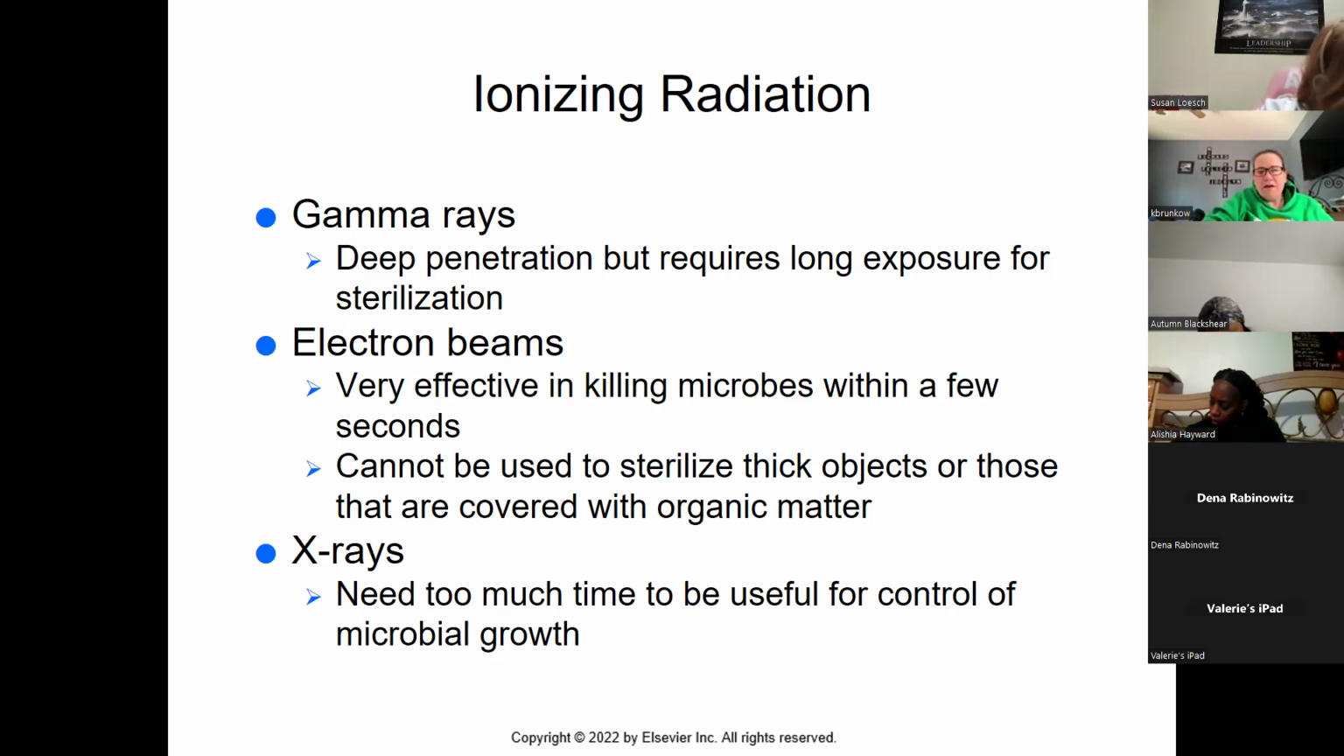Gamma rays. Gamma rays penetrate deep into material but may require more time. They're used for sterilization of disposable medical equipment like needles. And they're used in the U.S. Postal Service. What do you think that? Why? Good. Why do we need to sterilize the mail?